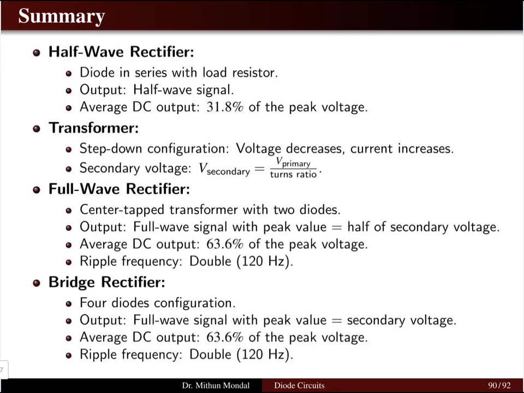So we have covered the entire lecture 3, and let us do a summary of whatever we have discussed in lecture number 3, because it is quite a big unit discussing the diode circuit. We have discussed the half wave rectifier, where a diode was used in series with a load resistor. You were getting one half of the signal from the two polarities, positive and negative, of the input voltage. The DC output voltage is 31.8% of the peak voltage of the secondary of the transformer.